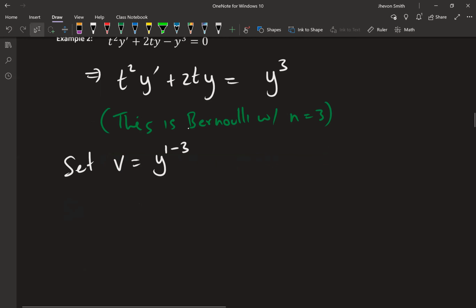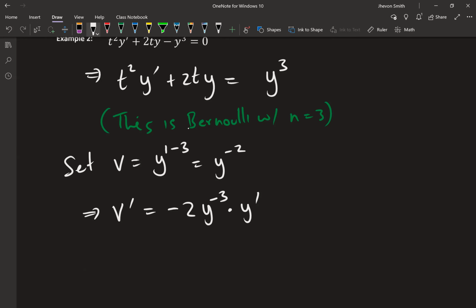Okay, so that is your v: v is y to the minus 2. Now what you're going to do is find v prime. You can do that just by differentiating this equation. So that's going to be minus 2 y to the minus 3 y prime. There's your y to the minus 3 that's going to end up killing this y to the positive 3. This means I can solve for y prime.